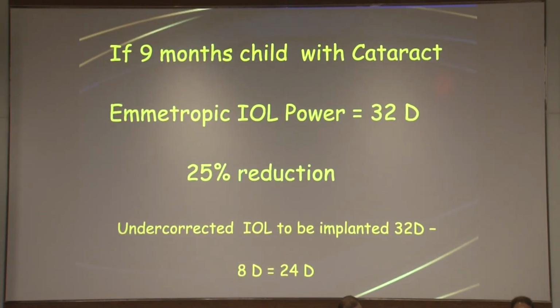So by undercorrection, what we mean is, say for example, if it's a 9-month-old child and the emmetropic IOL power is 32, and you undercorrect by 25%, that means you're going to end up actually implanting a 24 diopter IOL.